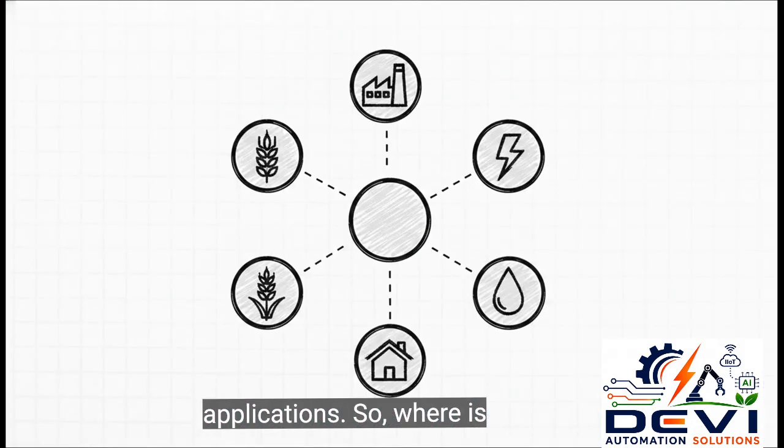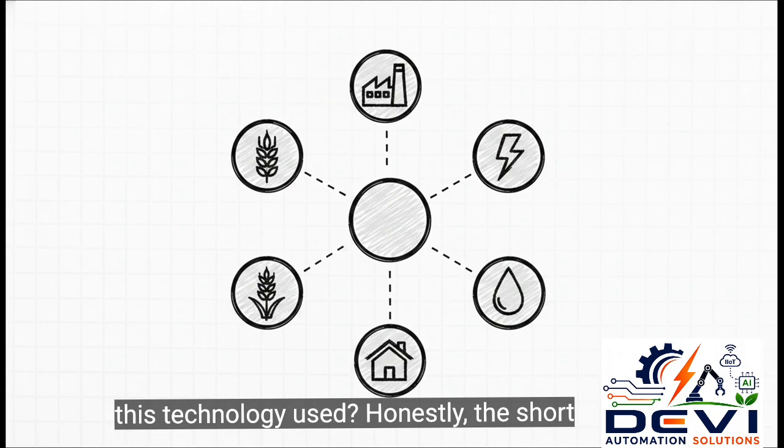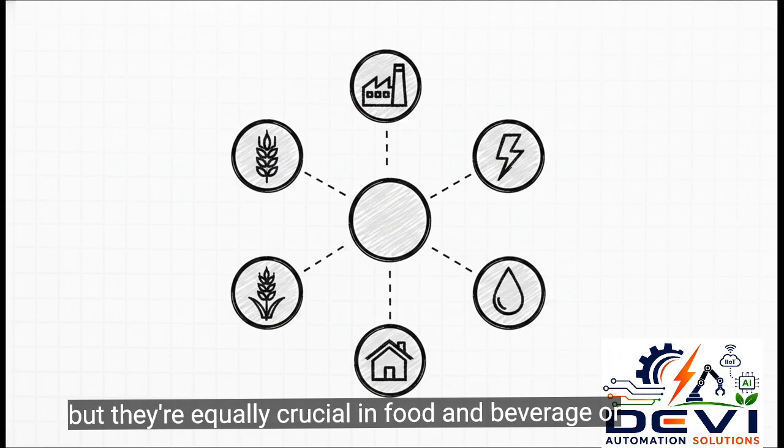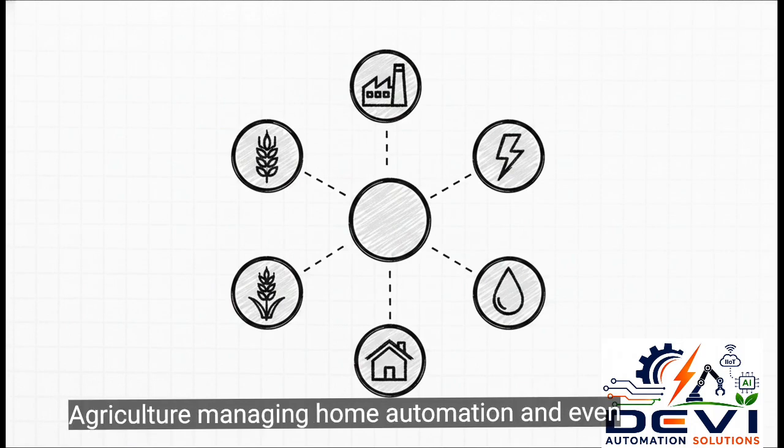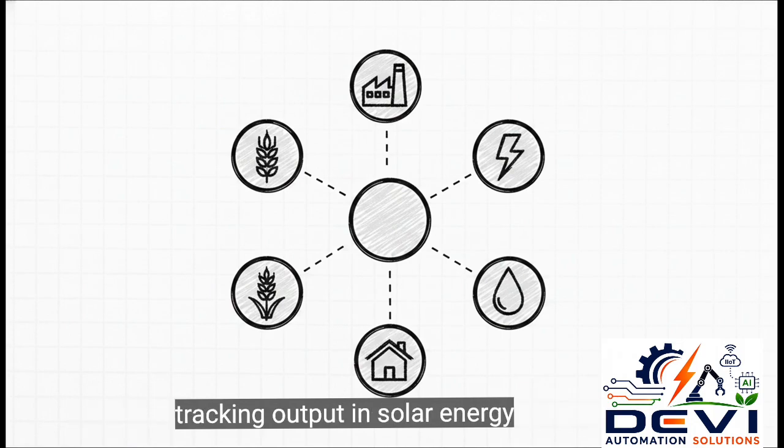Let's dive into Section 4, Real-World Applications. So where is this technology used? Honestly, the short answer is everywhere. Trend screens are foundational across a huge variety of global industries. We're talking heavy-duty sectors like manufacturing and packaging, massive power plants, and oil and gas. But they're equally crucial in food and beverage or water treatment facilities. And the crazy thing is, this technology scales all the way down to precision monitoring in smart agriculture, managing home automation, and even tracking output in solar energy operations.